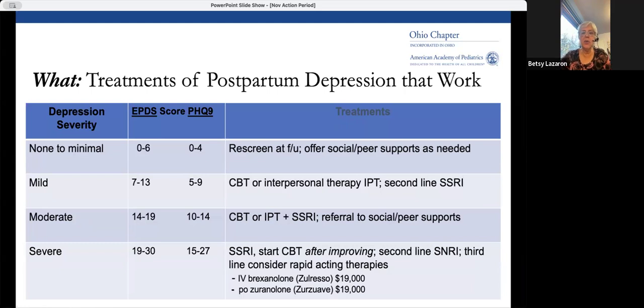IV brexanolone is one of those, and Zurzuvae, I'm not sure I can say the other one, zuranolone. The price on this is hideous. It's almost $20,000 for a treatment course that's only like a week's worth of medication. So you definitely want to have your mental health providers help you with this, because I don't even know how to begin to do the prior authorizations for those medications.